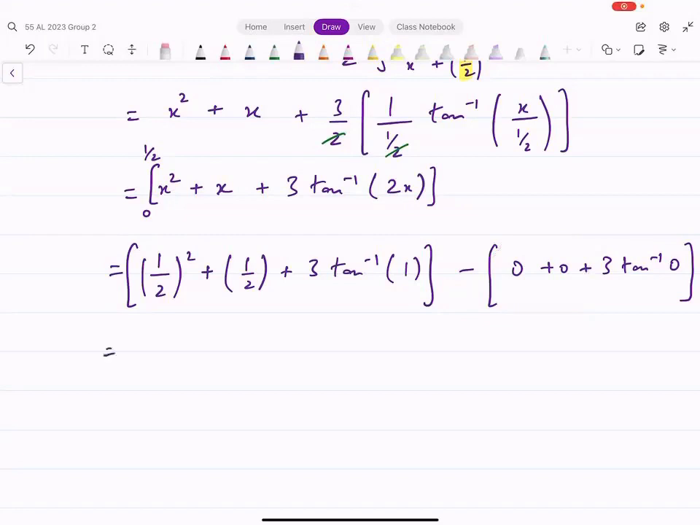Let's evaluate this now. 1/2 whole square, that is 1/4 plus 1/2. Again, tan inverse of 1 की वैल्यू इनपुट करके दिखानी है आपने, सीधा evaluate नहीं करें कैलकुलेटर से. tan inverse of 1 पहले evaluate करें. What's that? That is pi/4.